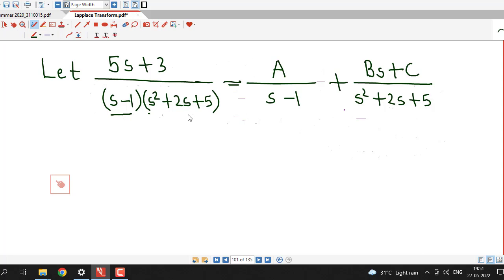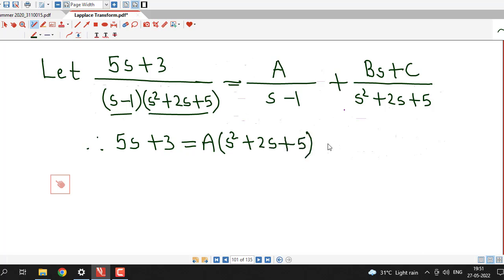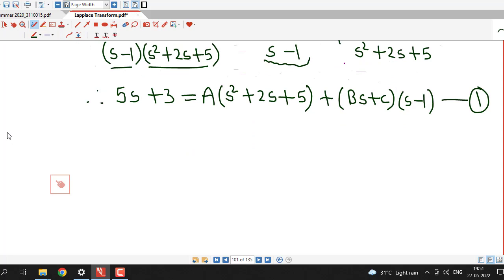Now we know the routine method. First we multiply the whole equation by this product, therefore 5s plus 3 equals A times s square plus 2s plus 5, where s minus 1 cancels out, plus Bs plus C times s minus 1, where the other factor cancels out, and we call this equation 1. Now we have one linear factor s minus 1 and it becomes 0 for s equal to 1. So we put s equal to 1 in equation 1 and see what we can find out.